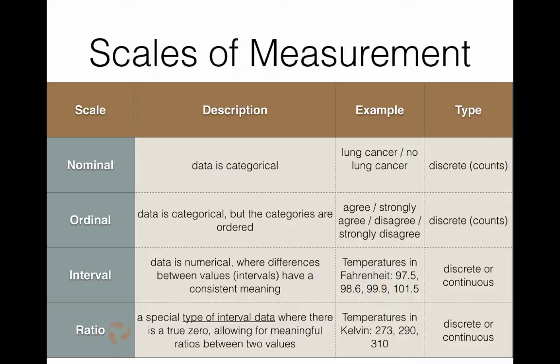Finally, the ratio scale of measurement is just a special type of interval scale that has a true zero. Analysis of data measured on a ratio scale can lead to meaningful assertions of fold differences, or ratios, between two values. Ratio scales are common in medicine. For example, age, weight, heart rate, metabolic concentrations, etc. are all different types of ratio scale measurements.